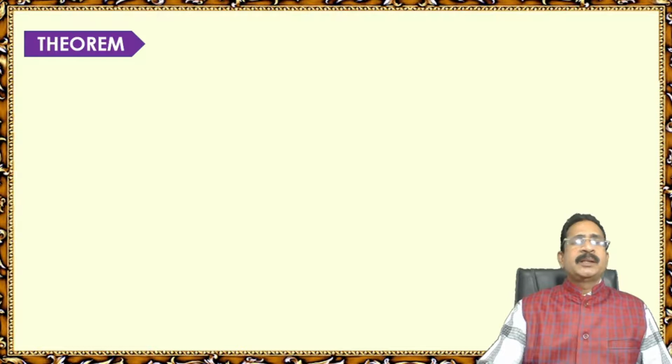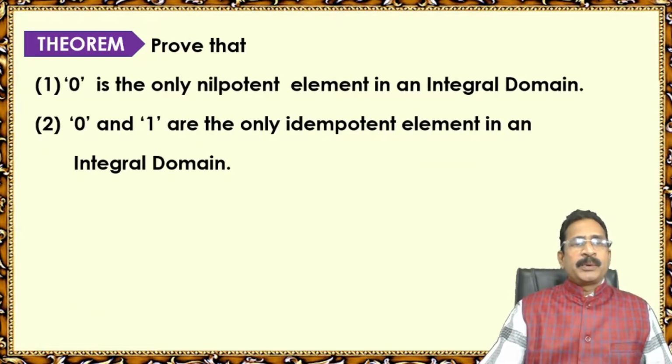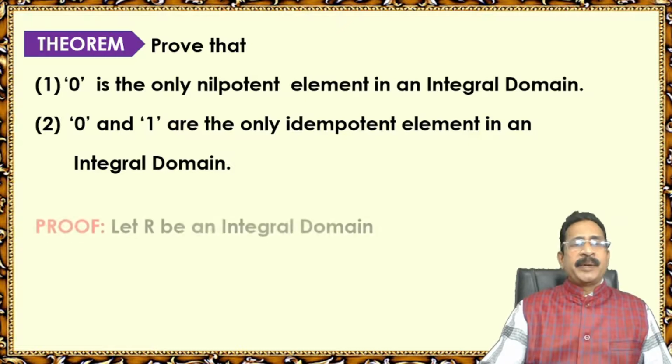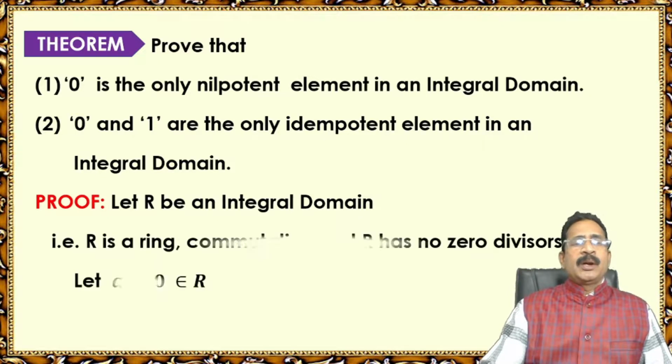Now we will discuss the theorem on idempotent elements and nilpotent elements. Prove that 0 is the only nilpotent element in an integral domain. The second is 0 and 1 are the only idempotent elements in an integral domain. So let R be an integral domain. What is an integral domain? A commutative ring without zero divisors. Therefore R is a commutative ring and R has no zero divisors.